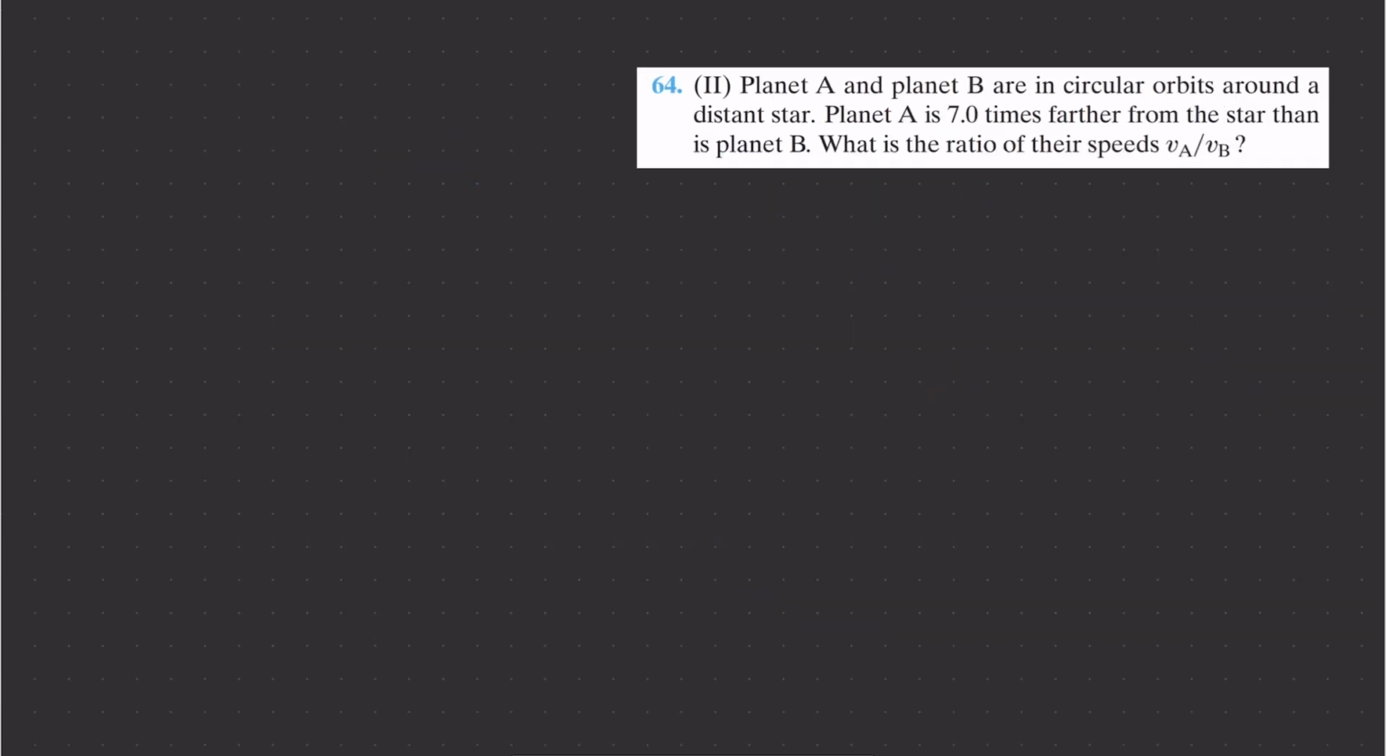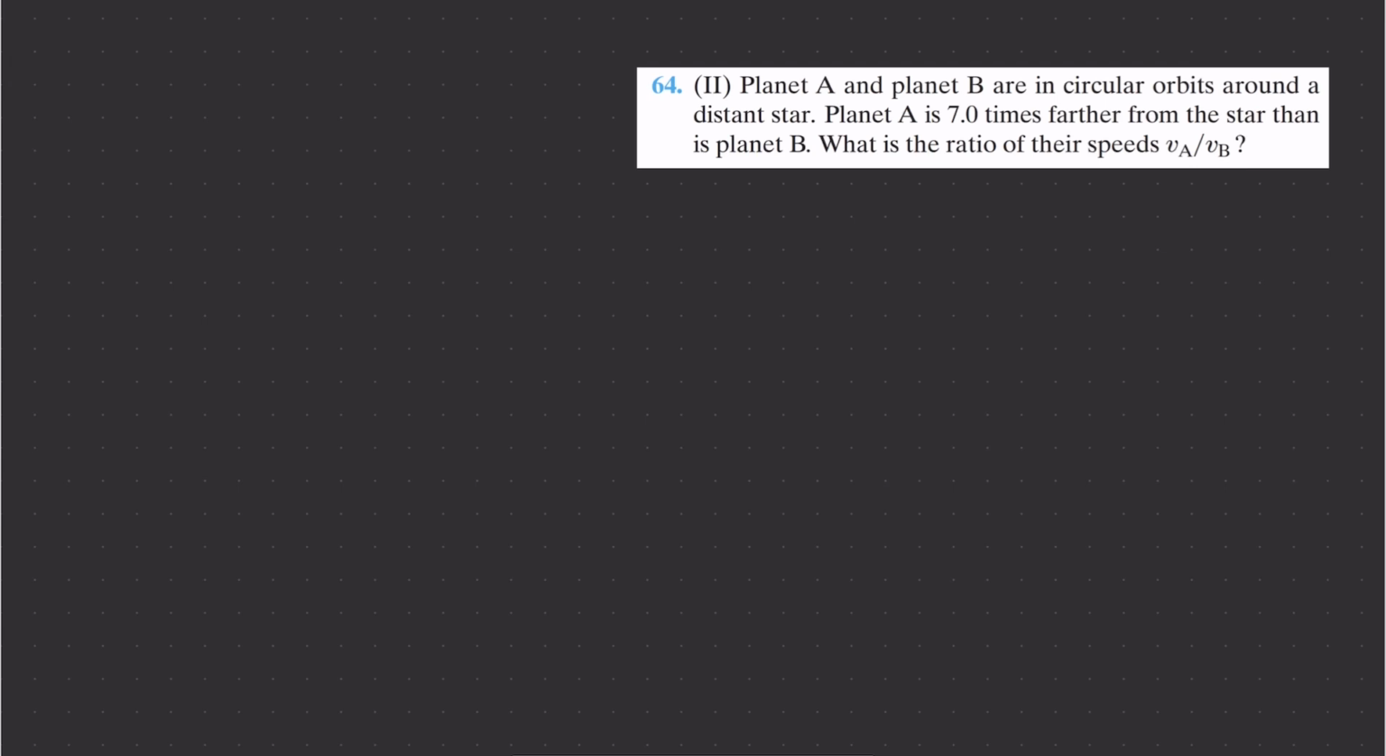This is problem 3 in our 5-6 practice set. Planet A and Planet B are in circular orbits around a distant star. Planet A is 7 times farther from the star than Planet B is. What is the ratio of their speeds, VA over VB?